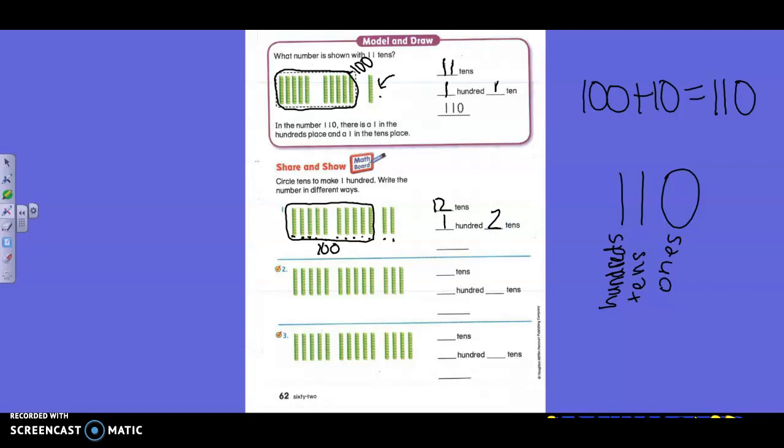Okay, so what is our new number? If we have 100 and 2 tens, how much is 2 tens, guys? This 10 would be how much? 10. This is a 10, right? Another 10 is how much? Would be 20. So we have 100, 20.